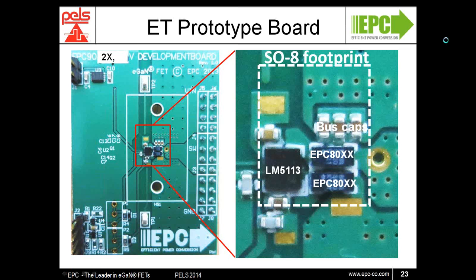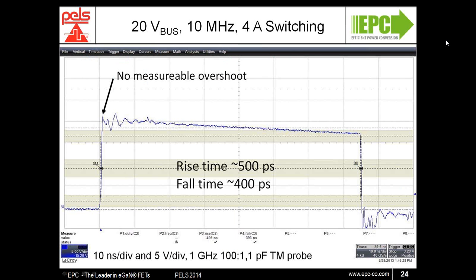Some experimental results. Here we can see the 8000 series device switching 20 volts at 10 megahertz and switching 4 amps with a rise time of around 500 picoseconds. The fall time is driven by the load current, and in this case the fall time is as low as 400 picoseconds. Of note is the fact that there is no measurable overshoot, even though a 1 gigahertz 100-to-1 transmission line probe was used on a 4 gigahertz scope.